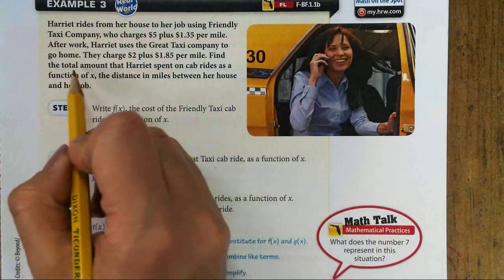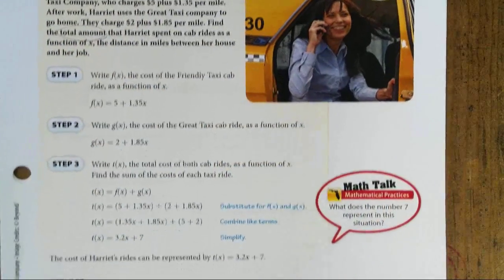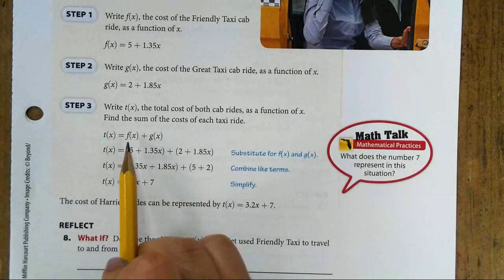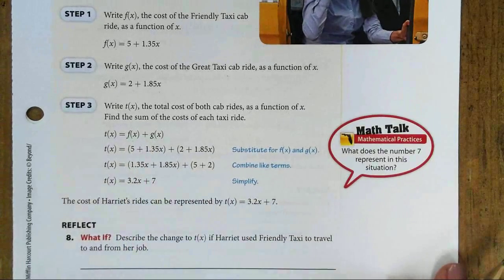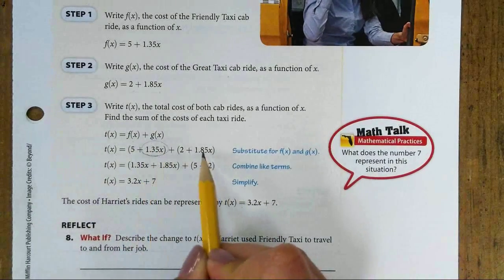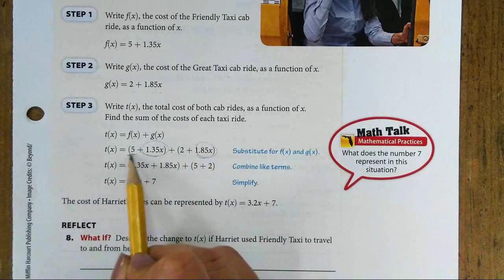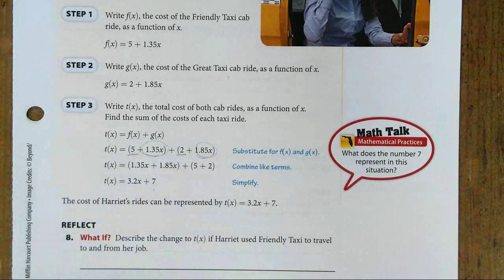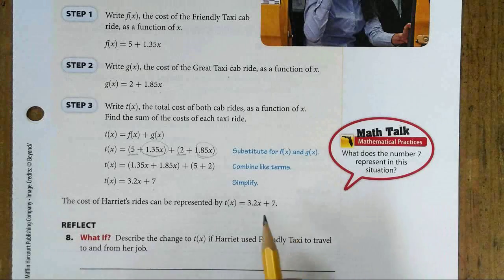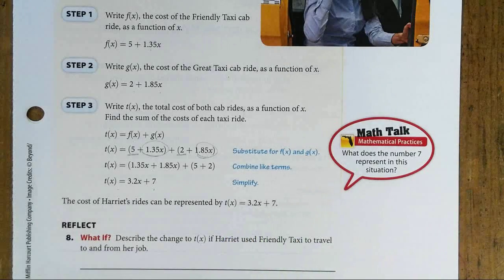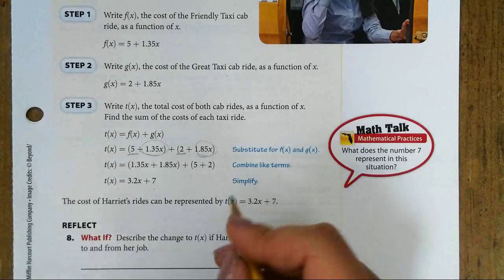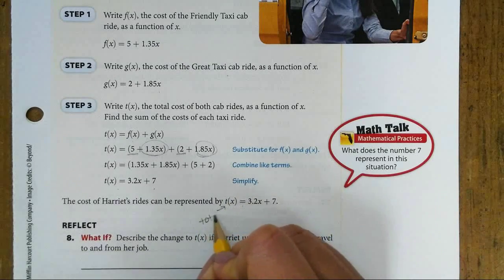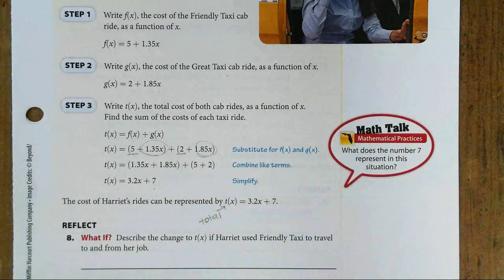Total amount is telling you that you're adding, and so that's all you're going to do here: add f of x plus g of x. Again, you're going to put your x's together, put your constants together, and that's how you get 3.2x plus 7. So it says that the cost of Harriet's rides can be represented by t of x equals 3.2x plus 7. This t can very easily represent total. Remember, as long as you're just renaming it, it doesn't matter what variable you assign.